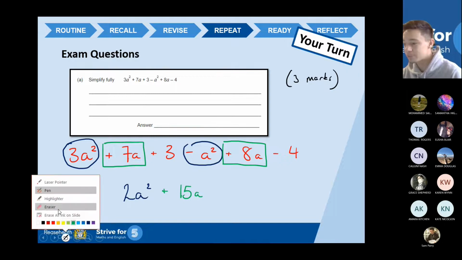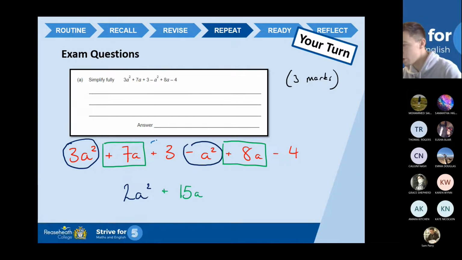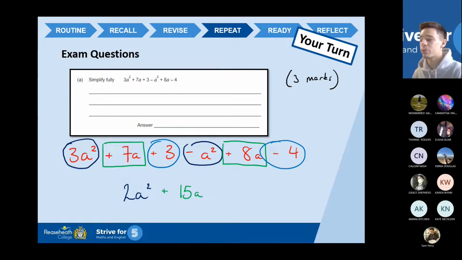And then the final bit, I've got plus 3 minus 4. So 3 take away 4 is minus 1. So that's a bit of a juicy question there, actually, to finish on. But like I said earlier, the 4 answers that I saw earlier, everyone looked like they got it spot on. So 3 marks, 1 mark for each bit.